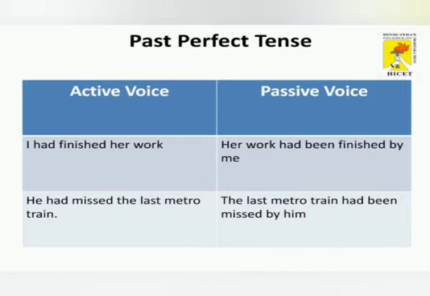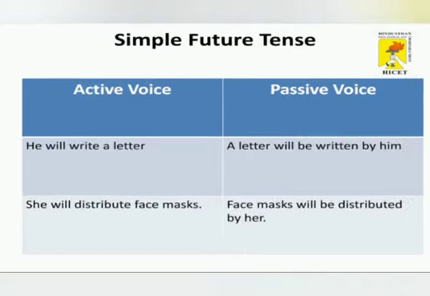The active voice in past perfect tense can be changed to passive with the format had been plus V3 form of the verb. Like I had finished her work, her work had been finished by me. He had missed the last metro train. The last metro train had been missed by him.